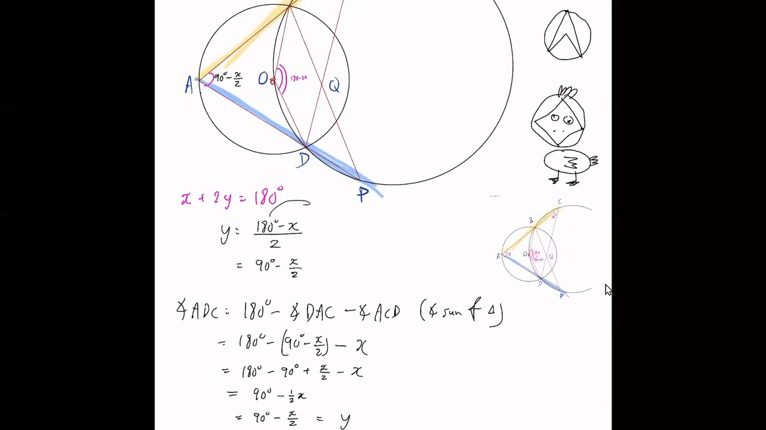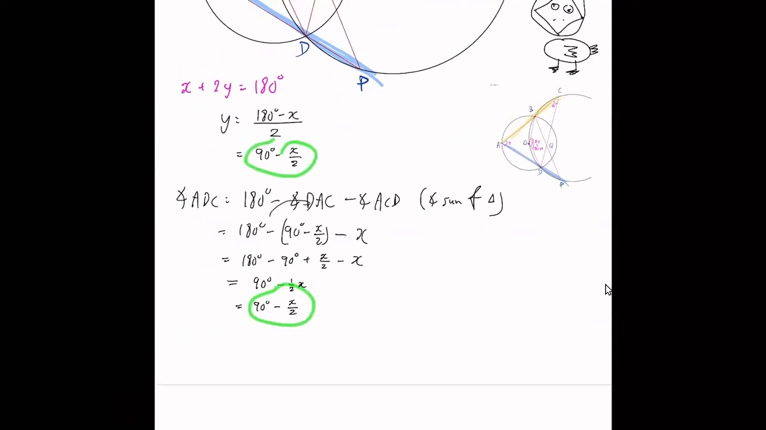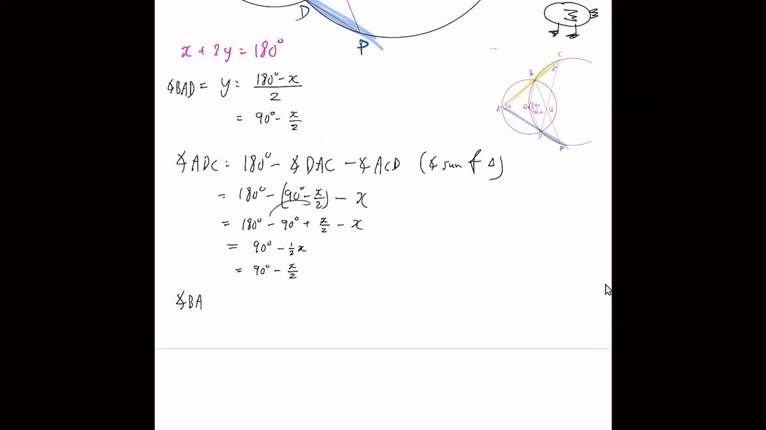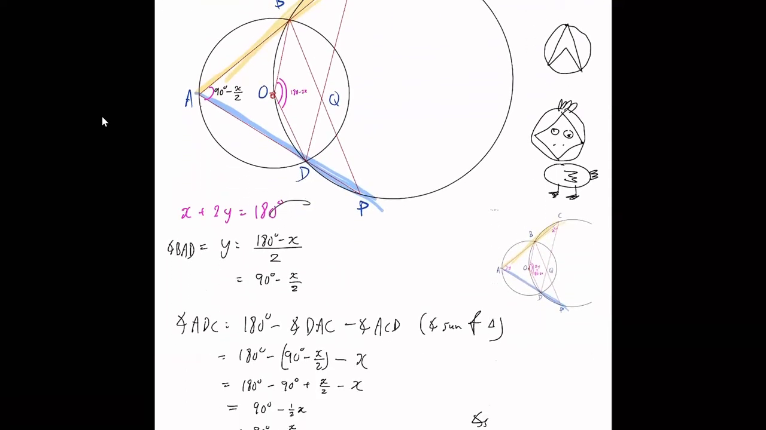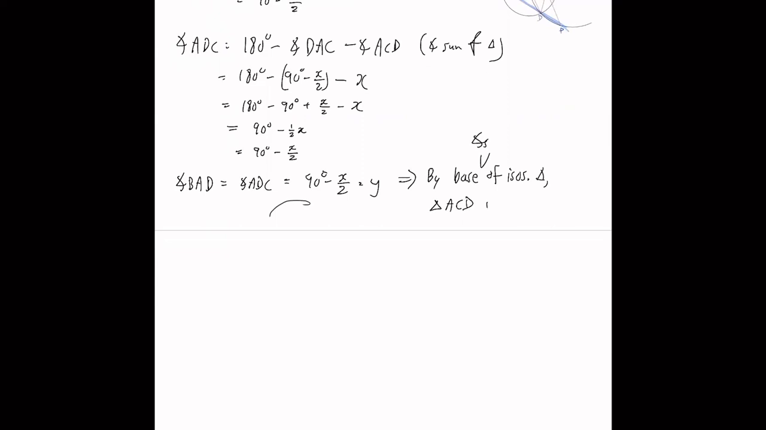Okay, good. So therefore, actually you don't need y. You just need to show that these two are equal, right? Where y is the angle BAD, right? So therefore, we have shown that angle BAD equals angle ADC equals to 90 degrees minus x over 2 equals to y, which implies that by the base angles of isosceles triangles... Sorry, what are we trying to prove? Triangle ACD, right, is isosceles triangle.